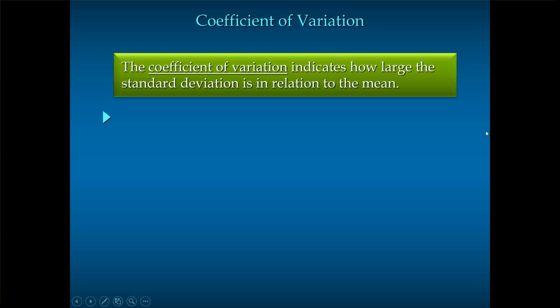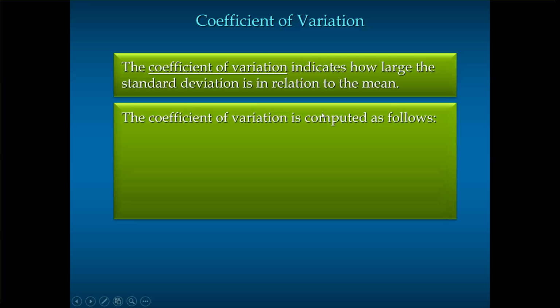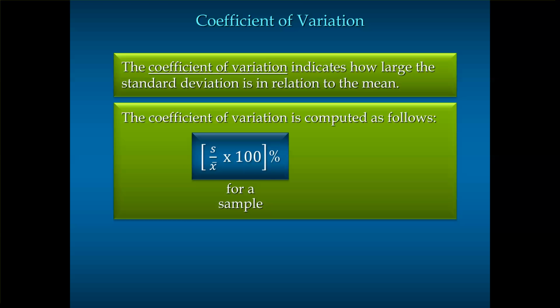The coefficient of variation indicates how large the standard deviation is relative to the mean. So in this statistic, we also consider the impact of the central tendency, the mean. The coefficient of variation is computed as follows. This formula is used to calculate the coefficient of variation for a sample.